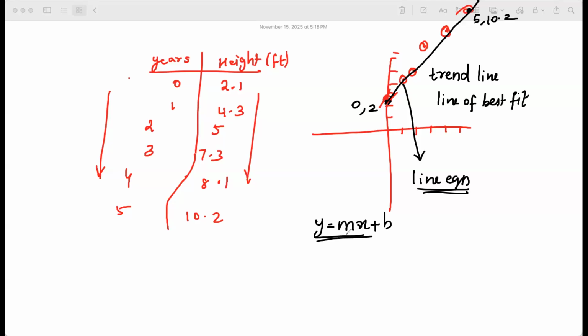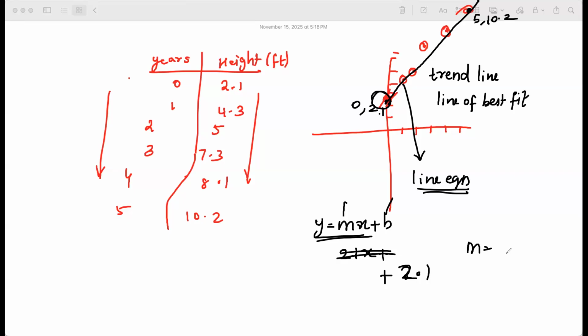Any line equation is given by y equal to mx plus b. How to find out m? How to find out b? B is 2.1. Yep, b is exactly 2.1, right? And then m.